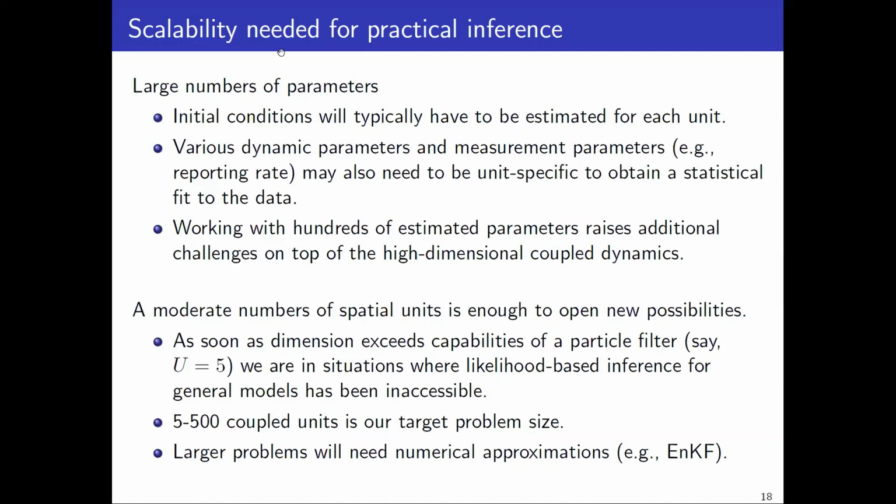We're going to have reasonably large numbers of parameters. We're going to have to estimate at least some parameters for each unit. And some of the dynamic parameters may also have to be unit specific. I guess the data analysis is going to tell us that. And then, of course, you have hundreds, possibly thousands of estimated parameters. So you may have high dimensionality in the parameter space. You may not, right? It may be that the high dimensionality is primarily in the latent variable and the measurement space, and the number of parameters doesn't necessarily have to be too large.